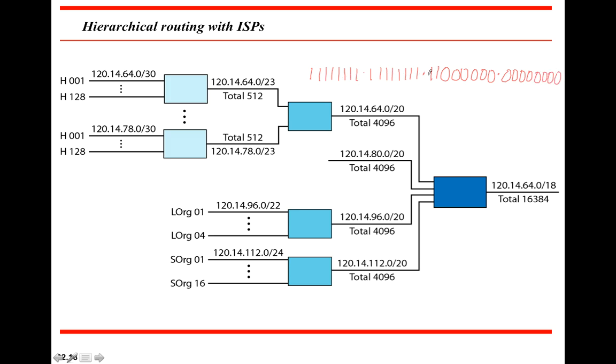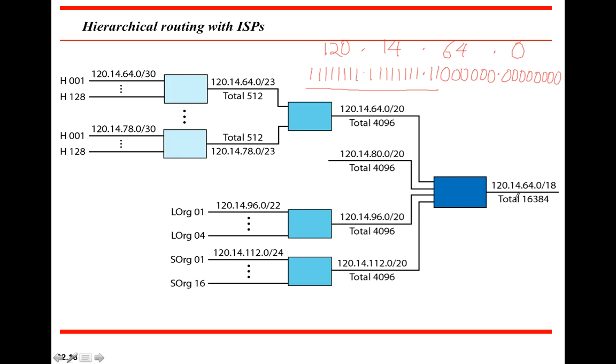Right? So we have 16 plus 2, which is 18. So this part of the IP address is 120.14.64.0. These bits in the address will represent the network bits, and the rest will be the host bits. Which means all these hosts in this network we can accommodate 16,384.